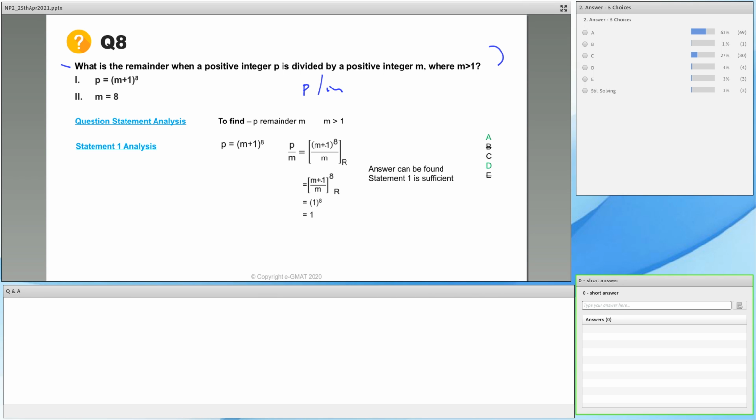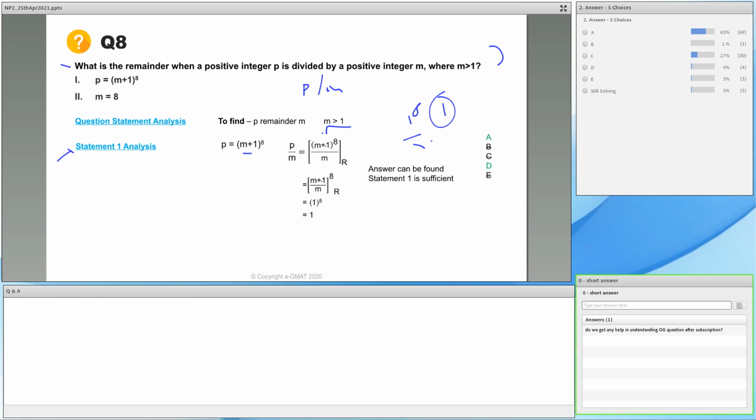What does statement 1 say? p equals (n+1)^8. All right, so let's do that. All I need to do is find the remainder of (n+1)^8 divided by m. And we already saw this, right? It all comes down to 1^8 divided by m. In other words, your remainder is 1. You're able to find a specific answer using statement 1.